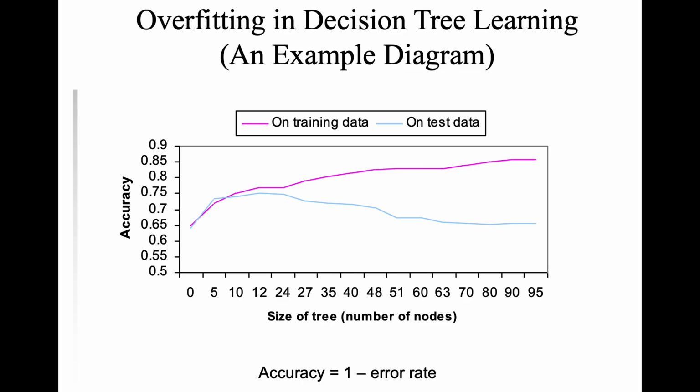But how about on the test data? Now the model got so complex that it doesn't perform well on the test data. So when we increase the number of nodes, the accuracy on the test data increases up to a certain point, and after that it just decreases.